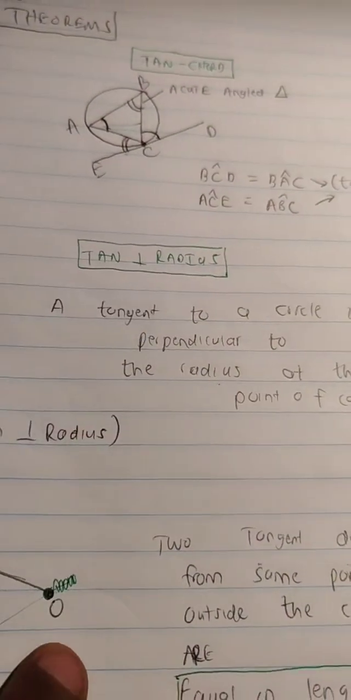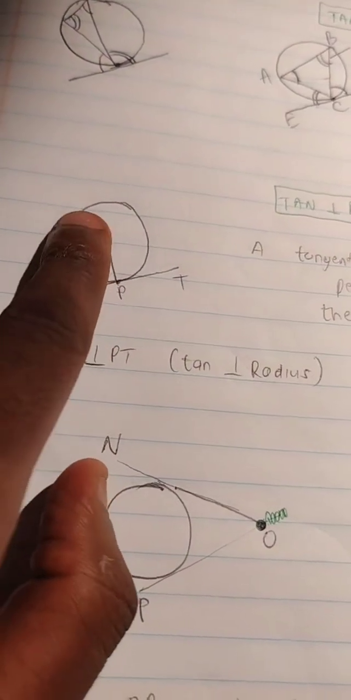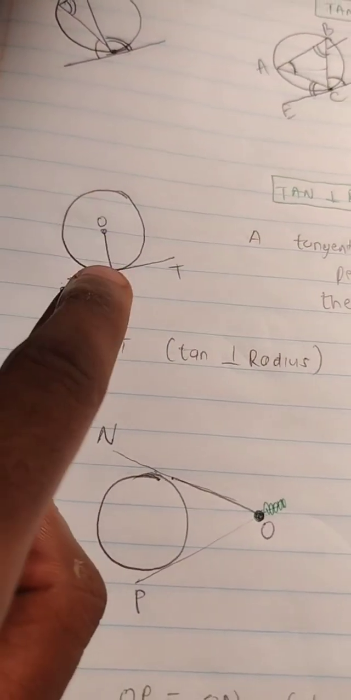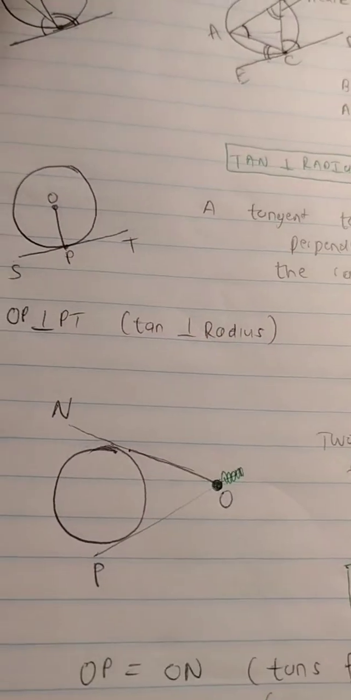Tangent perpendicular to radius. The minute they ask you what is the value of the angle OPT, and you say angle OPT is 90 degrees, then the reason you will say is tangent perpendicular to radius.